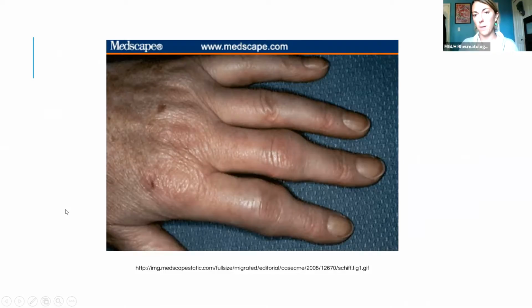From the angle of this picture, it's really hard to tell if anything's going on in the MCP joints though. Now, there are some famous deformities that RA can cause that honestly we don't see very much anymore unless a patient has had RA since the 80s or 90s, because with good, adequate treatment, these deformities don't develop. Does anybody know what this is called?